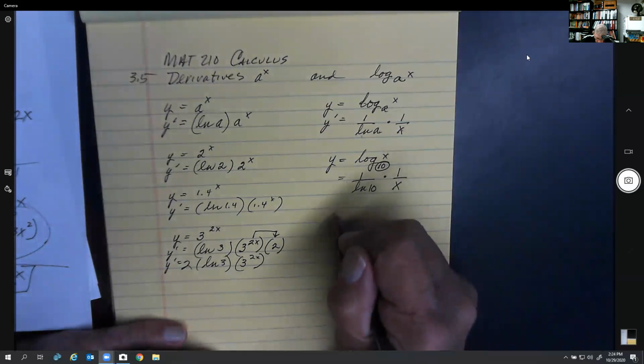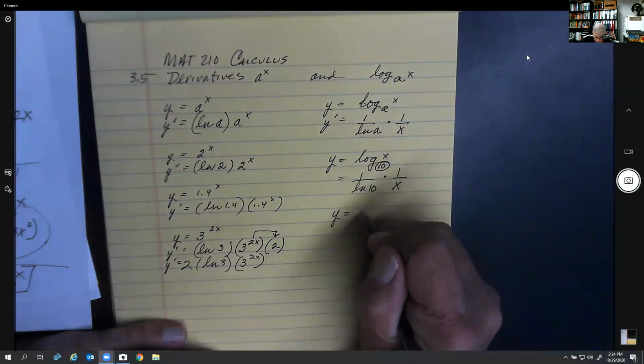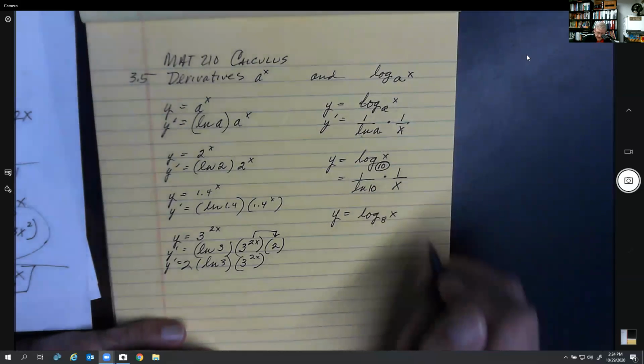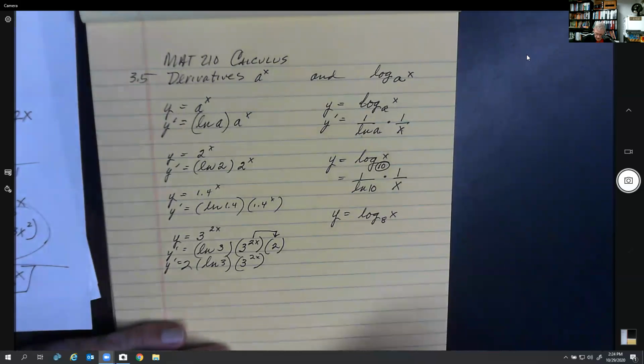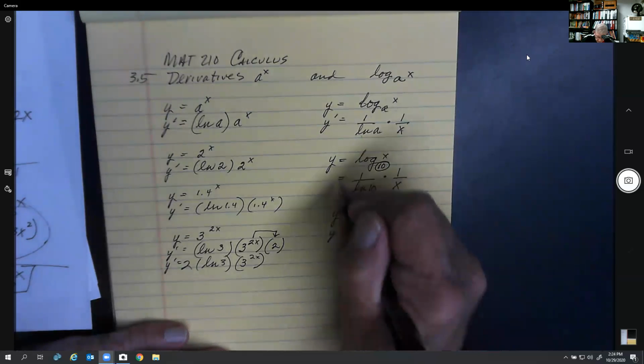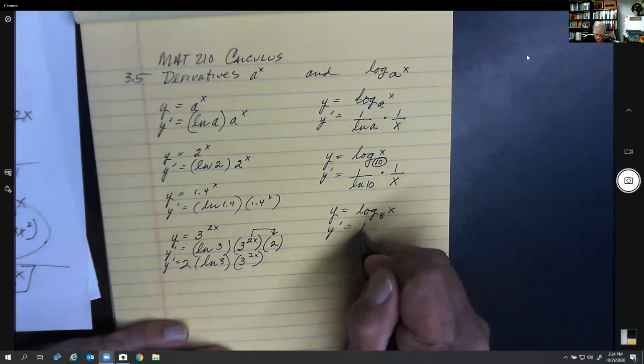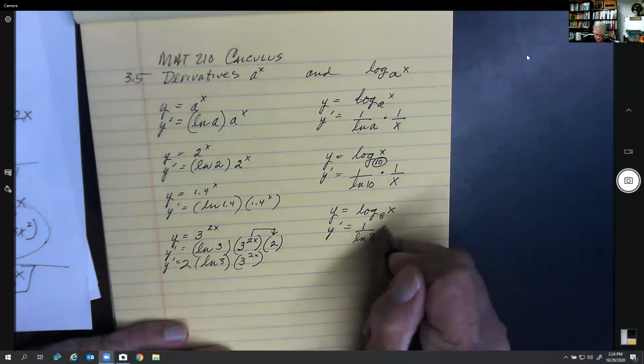Okay, what if y equaled log base 8 of x? Well, y prime, again, I should write y prime. Y prime is 1 over the natural log of the base times 1 over x.